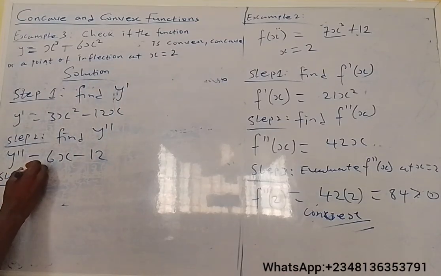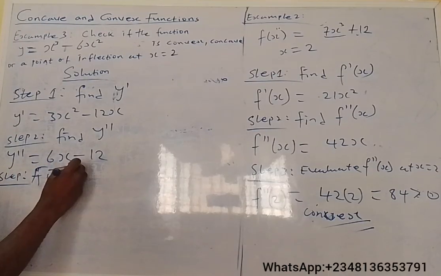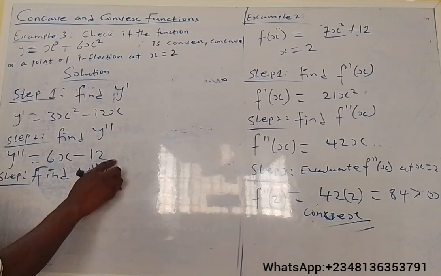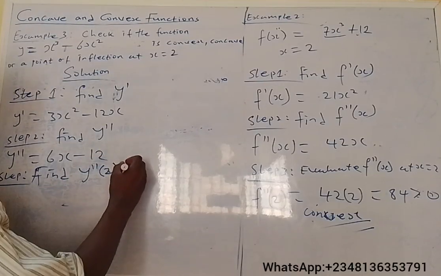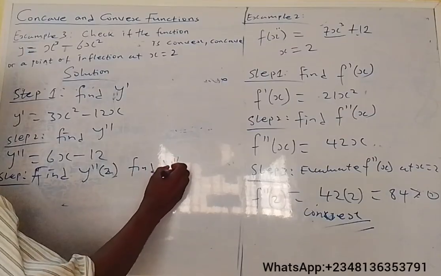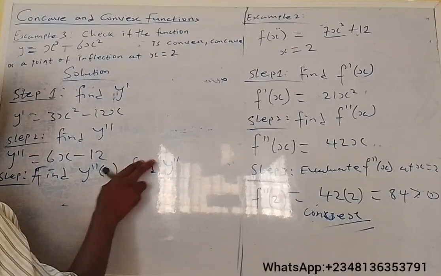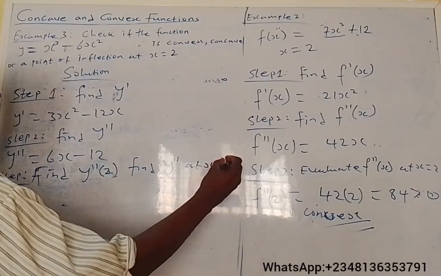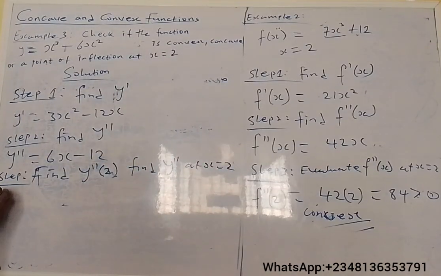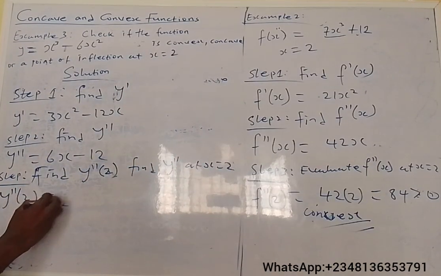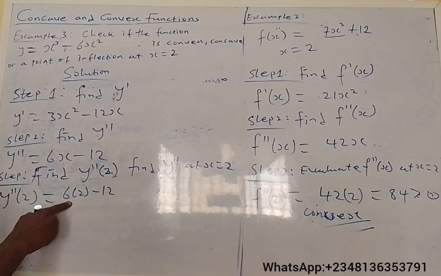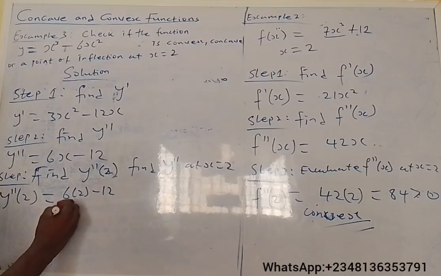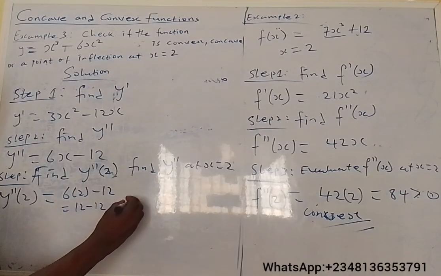So we have to find y prime prime evaluated at 2. This is equivalent to finding y prime prime at x equals to 2. So we are going to evaluate that. y prime prime of 2 is equal to, whenever we see x, we put 2, that will be 6 times 2 minus 12. So this is equivalent to 12 minus 12, and this is equal to 0.